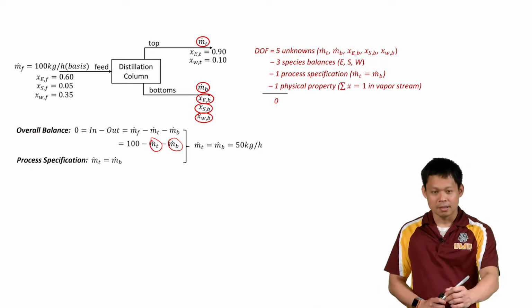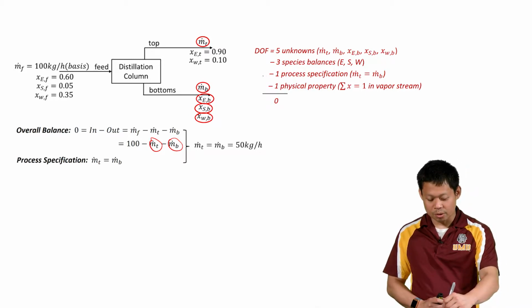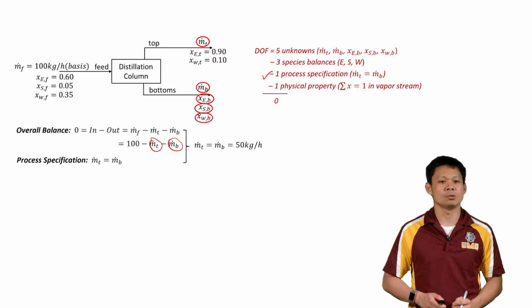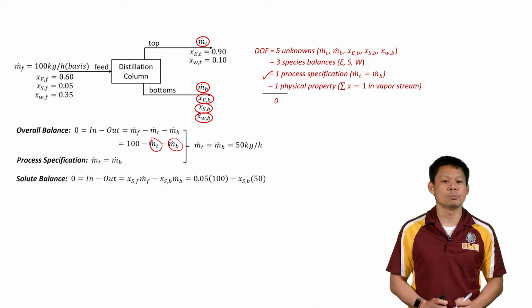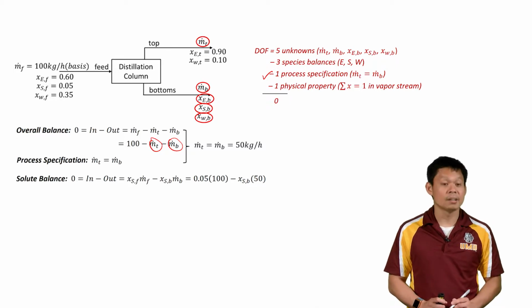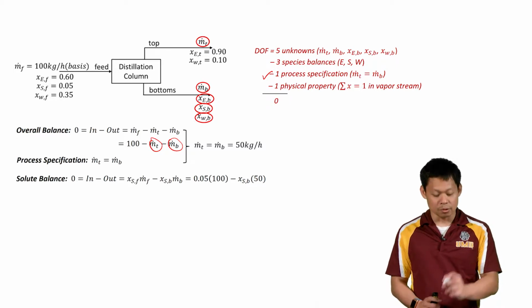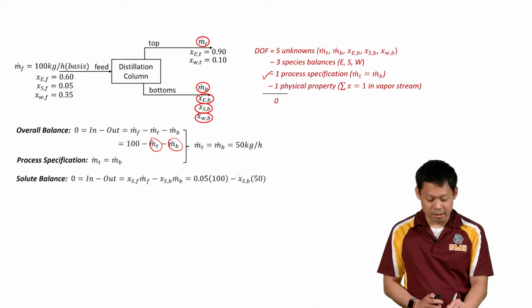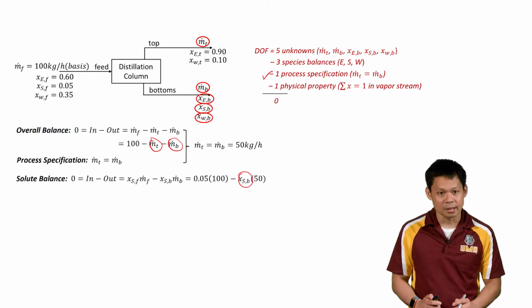So once we have done this, remember we have used one process specification and we have used one balance, which means we have 2 more balances to go. Let's go ahead and do our solute balance. We have solute coming in the feed, and we have solute coming out in the bottoms, but not in the top stream. So with that, you realize that we can solve for an unknown right away.